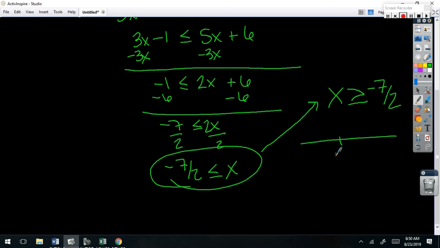Is it open or closed? Why? Does it go to the right or to the left? Greater than, which way do the numbers get bigger? To the right. Now write it in interval notation. What's the smallest x can be? Negative 7/2. Is that a bracket or a parenthesis? Why? It's closed. It includes. It equals that. What's the biggest it can be? What's it go up to? Infinity. Is that a bracket or a parenthesis?